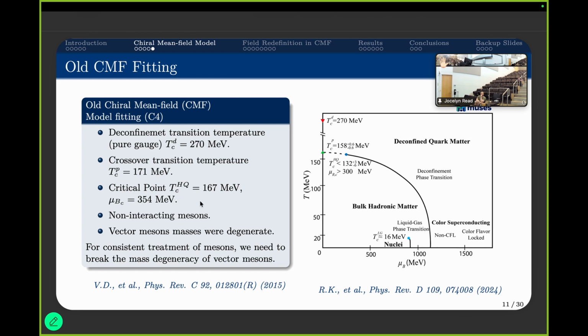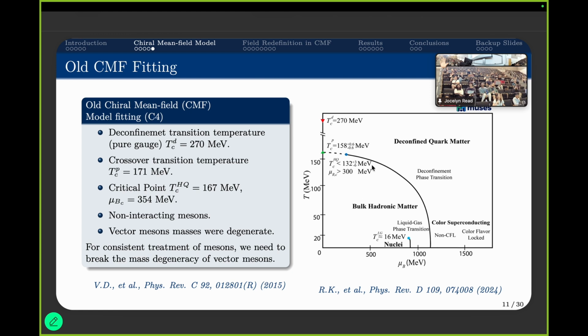And it had non-interacting mesons. The mesons were not interacting, meaning their effective mass doesn't change with the medium, for example pseudoscalar or vector. The vector meson masses were also treated as degenerate, which means the mass of all the vector mesons was the same. We realized that for a consistent treatment of mesons, we need to break the mass degeneracy of the vector mesons, which can help us get a better equation of state, and can also help us describe the interacting mesons. It basically paves the way for the interacting meson case.